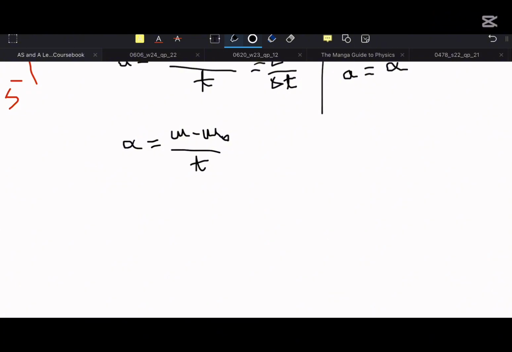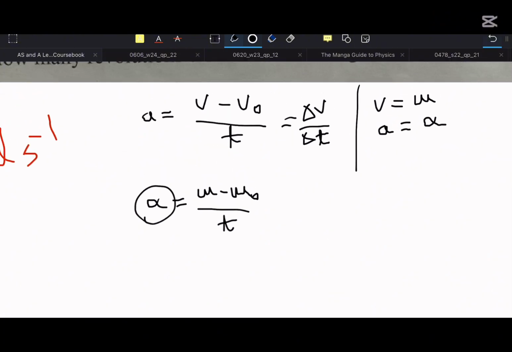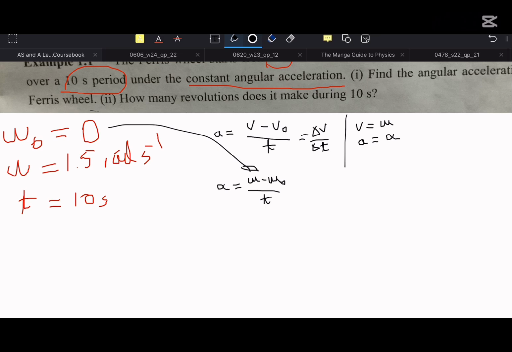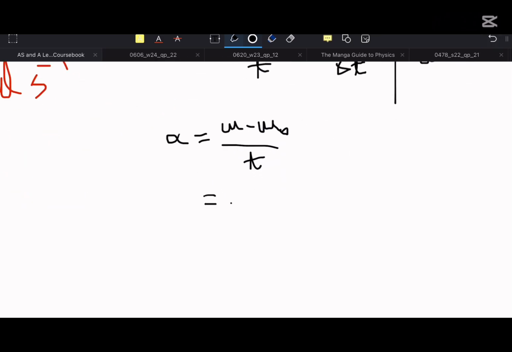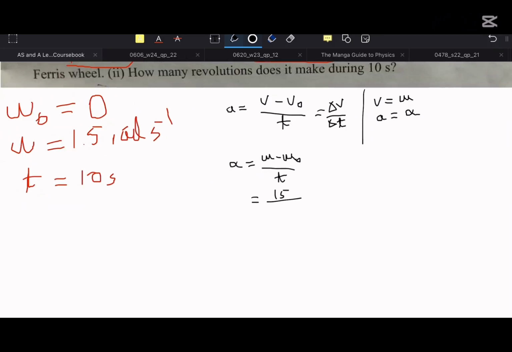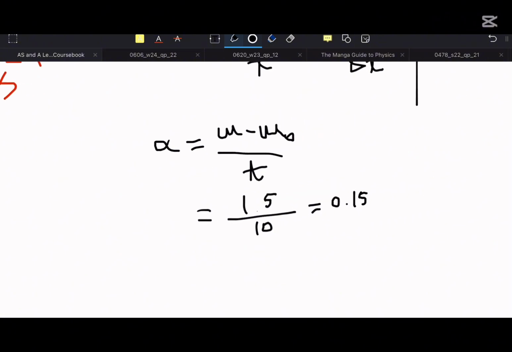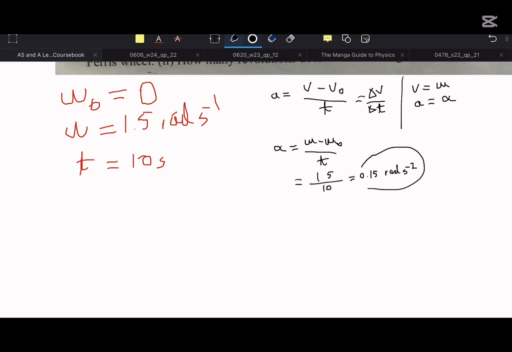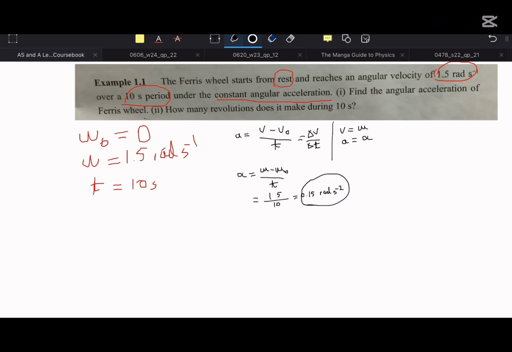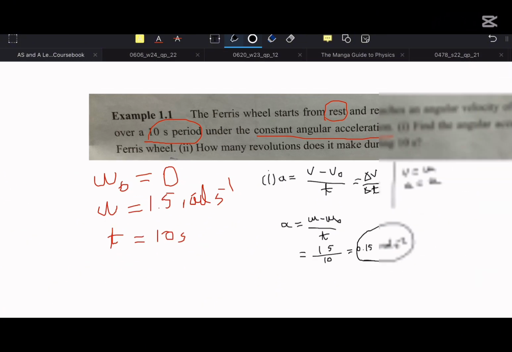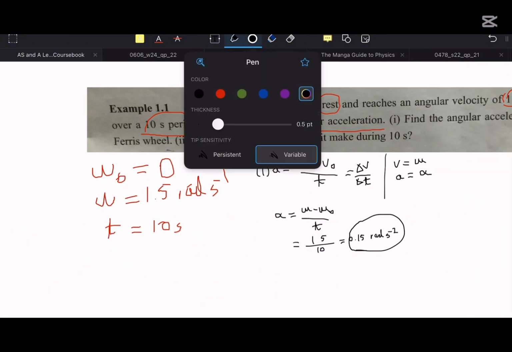All right. So we want the angular acceleration, so we just put these values in. We'll get 1.5 divided by 10, which gives 0.15 radian per second squared. So this should be the answer to question 1. I should add the answer of number 1 there. Okay, so let's move on to number 2.